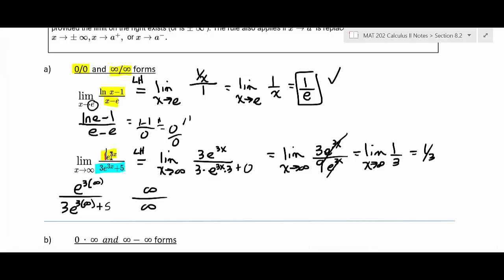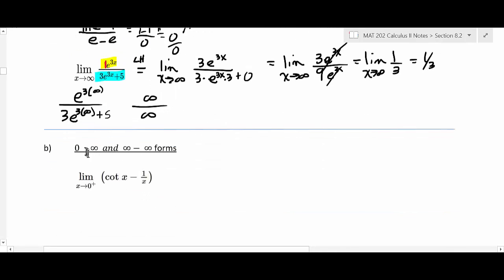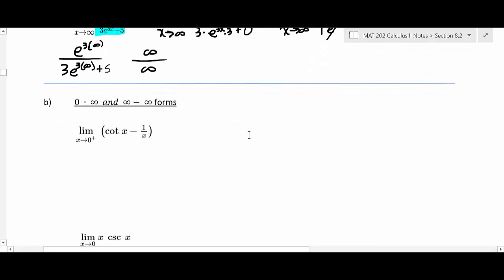Okay, but you want to do L'Hopital's rule on that. Those are usually the ones that students have very little trouble with. What do you think? 0 over 0, infinity over infinity, but there's more, and there's a lot more. We also have a 0 times infinity form and an infinity minus infinity form. There's a bunch of these forms. So we're going to review one of each of these and see what you remember.